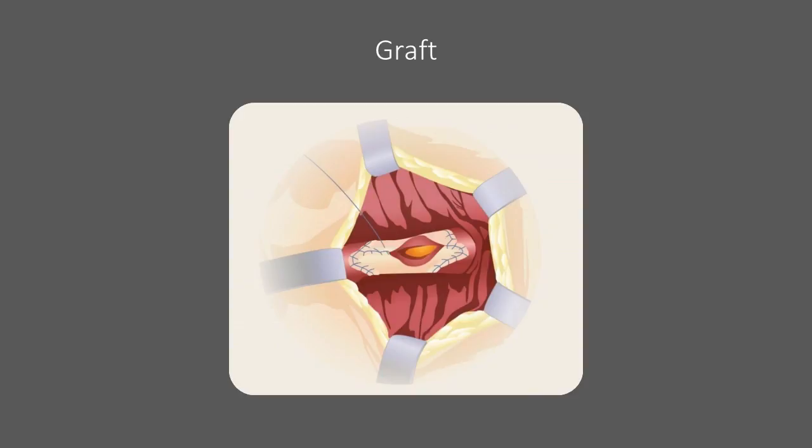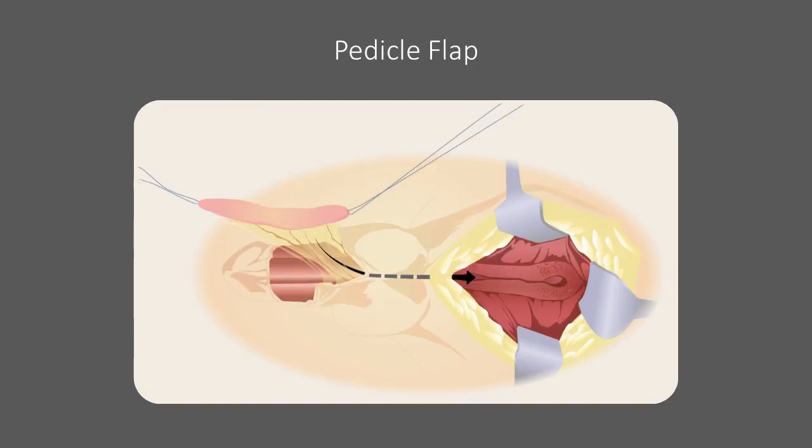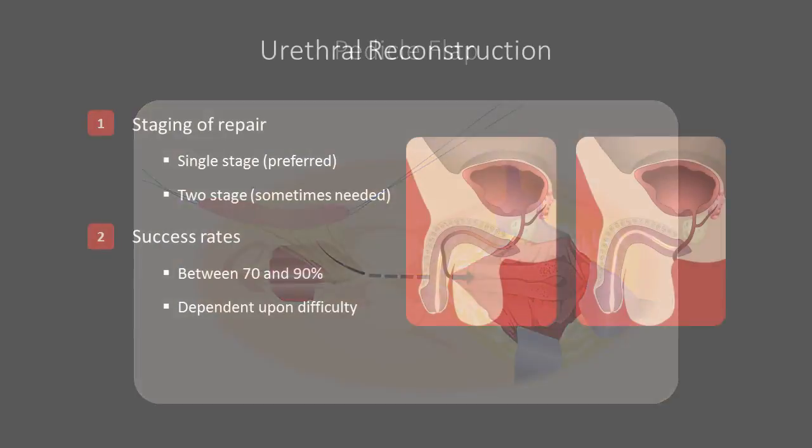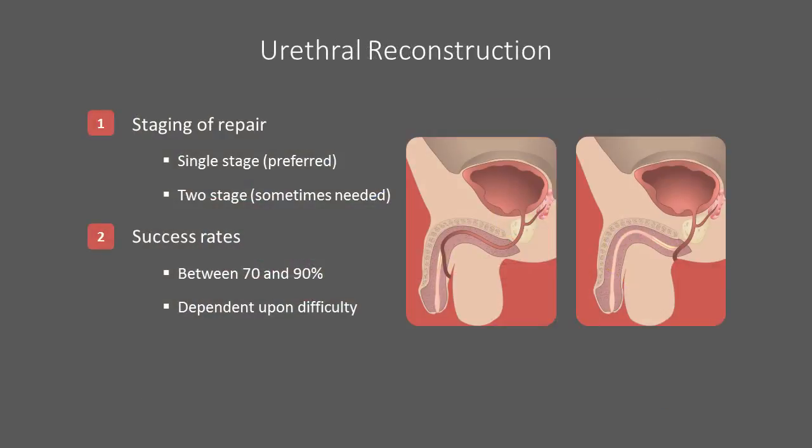This image here shows a graft of tissue being used to repair the urethra during urethroplasty. This drawing shows a flap of nearby skin being moved into place to help reconstruct the urethra during urethroplasty. Note that the flap's normal blood supply is preserved and comes with it. Your surgeon may also discuss the need to stage your stricture repair.